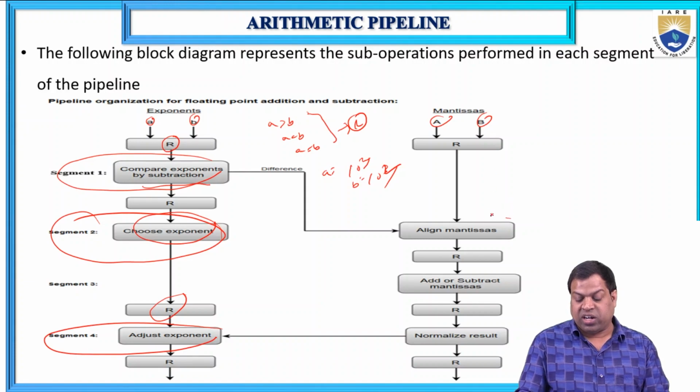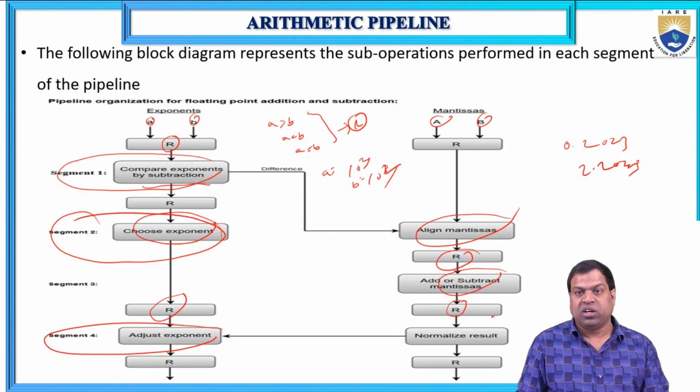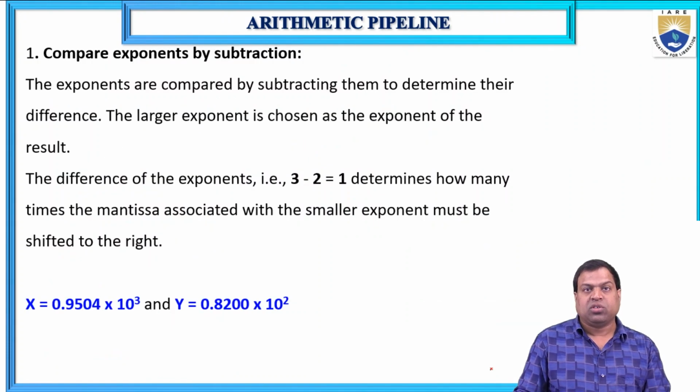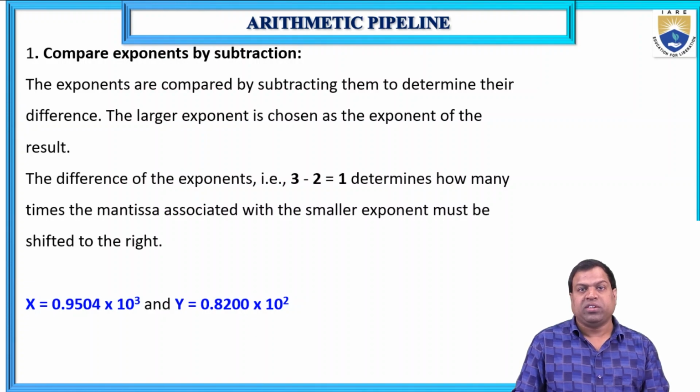Like this, in the mantissa, align the mantissa: there is 0.2023 and another one, 2.2023. So we have to adjust. I need one register to align the mantissa, and after adjusting, add or subtract the mantissa. I need one register to assign and normalize the result. The result should be normalized in one register, giving the output. So compare the exponents by subtraction. The exponents are compared by subtracting them to determine their difference. The larger exponent is chosen as the exponent of the result. The difference of the exponents, that is 3 minus 2 equal to 1, determines how many times the mantissa associated with the smaller exponent must be shifted to the right.